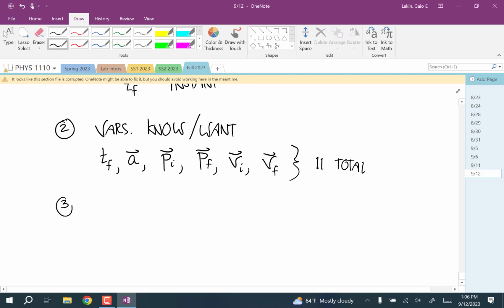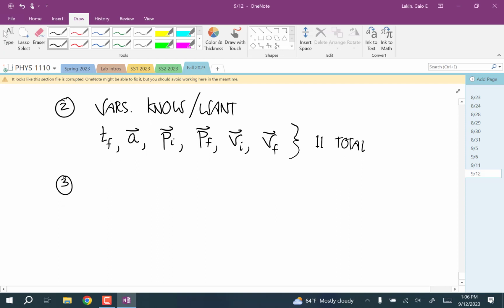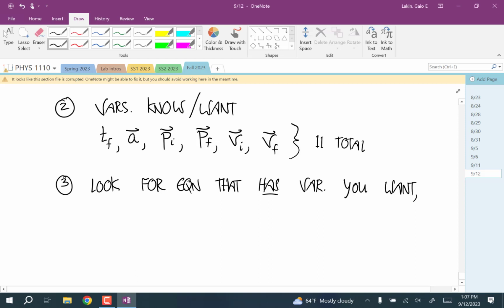Third, look for an equation. All of this stuff, the reasoning is exactly the same as it was in 1D. Look for an equation that has the variable you want and every other variable in the equation is known.